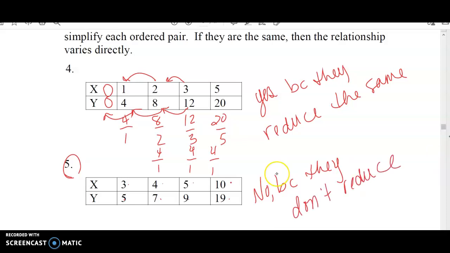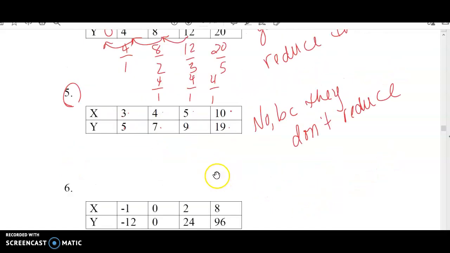So direct variation means I'm going to do something to x to get to y right away. I'm going to multiply it by a value, or I'm going to divide it by a value, and it's going to equal whatever y is right away. It is not when I take x and multiply it by something and then add, or x divided by something and then subtract. That's not direct variation.